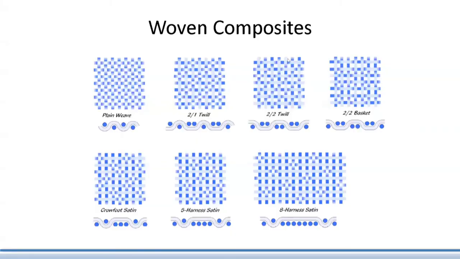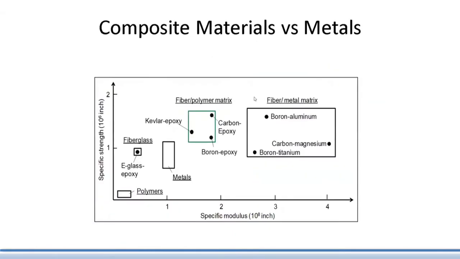Okay, so we continue on. We're looking at composite material versus metals. We have specific strength versus specific modulus. In this case, you can see here how, and I created this and I like it, it shows the fiberglass over here compared to metals. You can see quickly how the specific modulus has dropped.